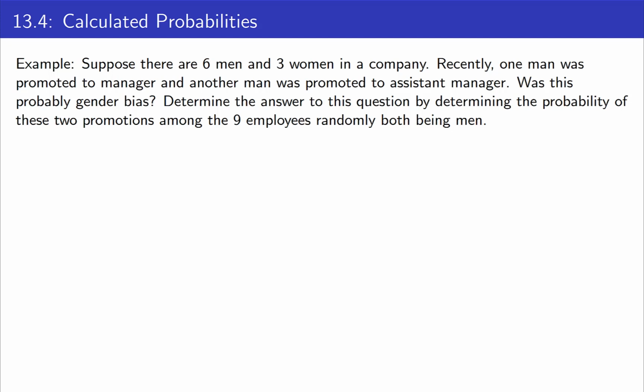So what we're going to do is figure out the probability that among those 9 employees, the random choice of 2 would give you both men. I should also point out that the order matters here because it matters who was promoted to manager and who was promoted to assistant manager. Let's take a look at how this works.